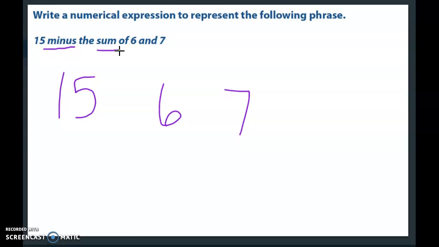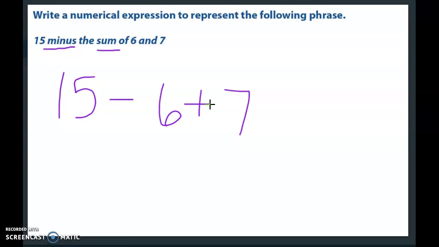So 15 minus, we know that's a subtraction sign. Okay, so that matches what the words are saying. 15 minus the sum of 6 and 7. So what are we doing with 6 and 7? We're going to be adding them.